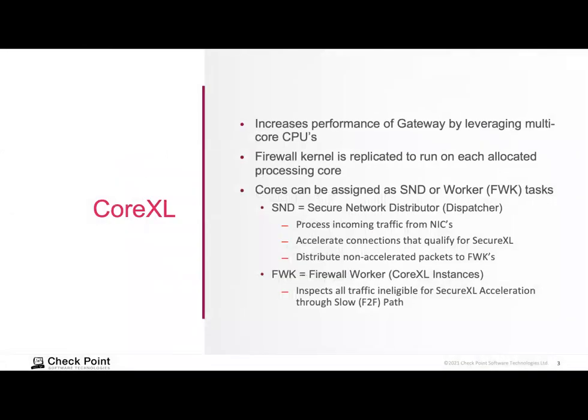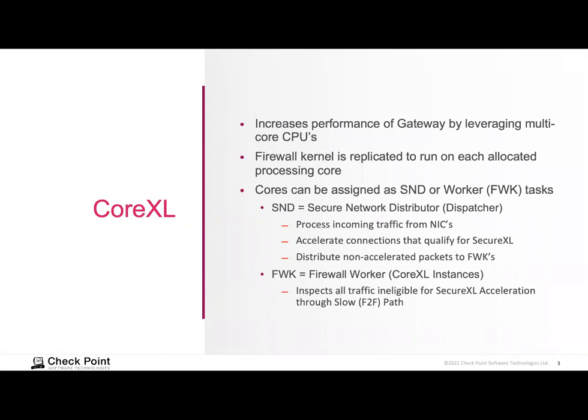The first one's Core XL. Core XL is one of the pillar Checkpoint technologies on the gateway that allows us to increase the gateway's performance by leveraging multiple CPU cores, including hyper-threaded cores. And we basically do that by replicating a copy of the whole firewall kernel on each core that we've allocated to Core XL. There are two different types of core tasks that cores can perform on a Checkpoint gateway.